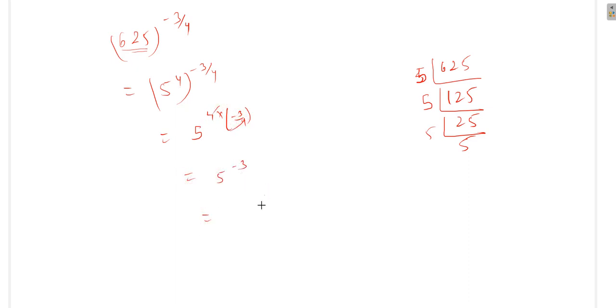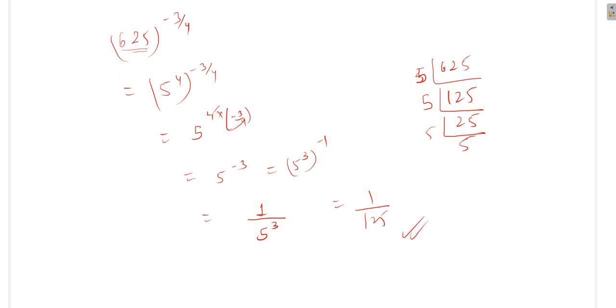Now I need to use the property: 1 upon 5 power 3. So it is nothing but 1 upon 125. Since negative implies this can be written as 5 power 3, whole power minus 1. As it is minus 1, it will be the reciprocal. So 1 upon 5 cube, that equals 1 upon 125.